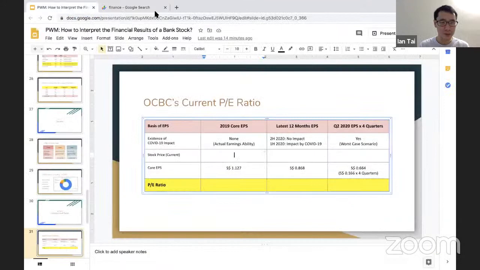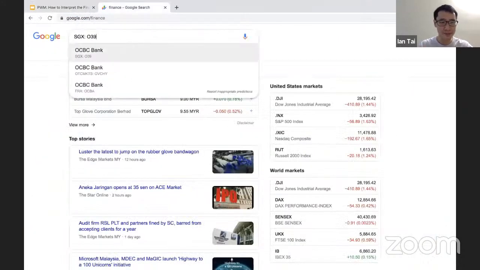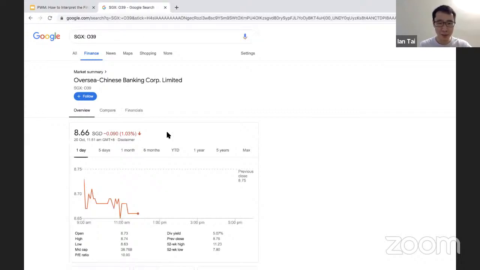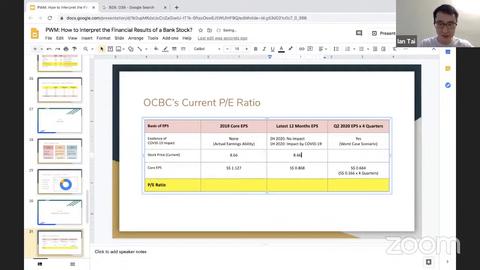So the stock price. Let's look at the current stock price of OCBC Bank. Right now, the current price of OCBC Bank is $8.66. Okay, so we have 8.66. Now, as you can see, there are three calculations for the current PE ratio. I'm not sure which one you will choose in this popularity contest. This really depends on the angle. Let's look at these three. PE ratio is the price to earnings ratio, but for the earnings, you can choose any of the three. So later you tell me which one you will choose.